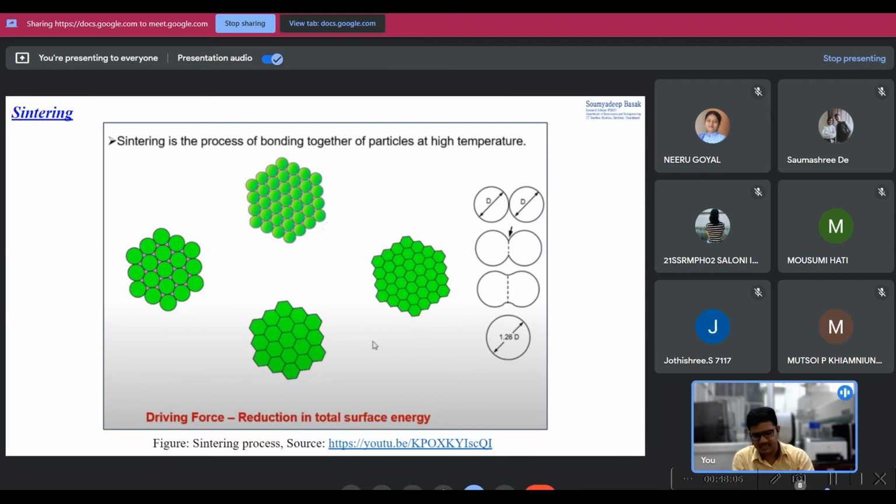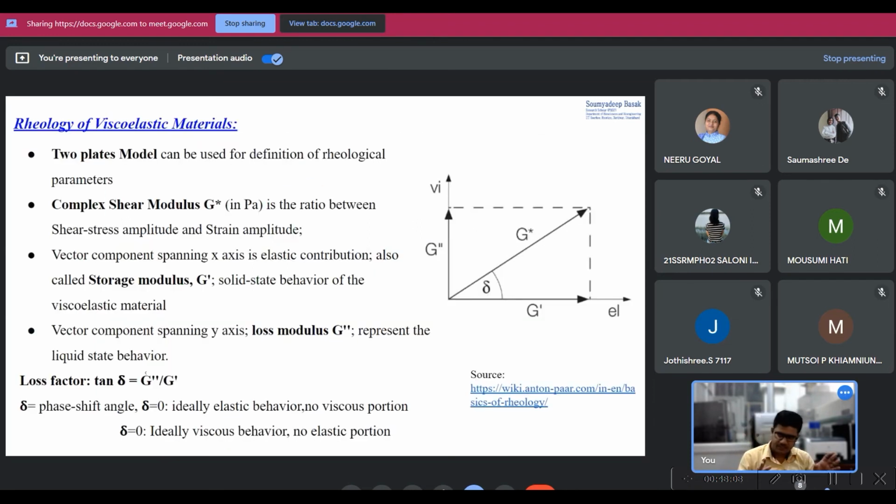So that is sintering. And you have also asked about the rheology. In our hydrogel perspective, there are two parameters that we most of the time hear: the storage modulus and the loss modulus. So what are those? I want to discuss. For rheological measurements of a particular hydrogel, there is one model, that is the two plate model.